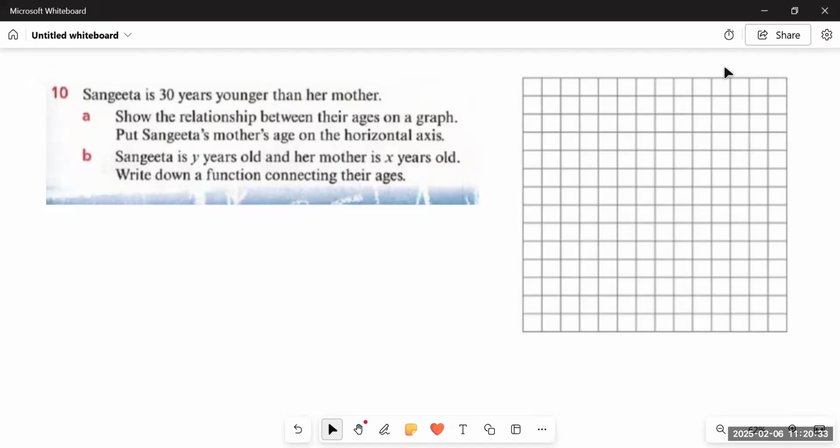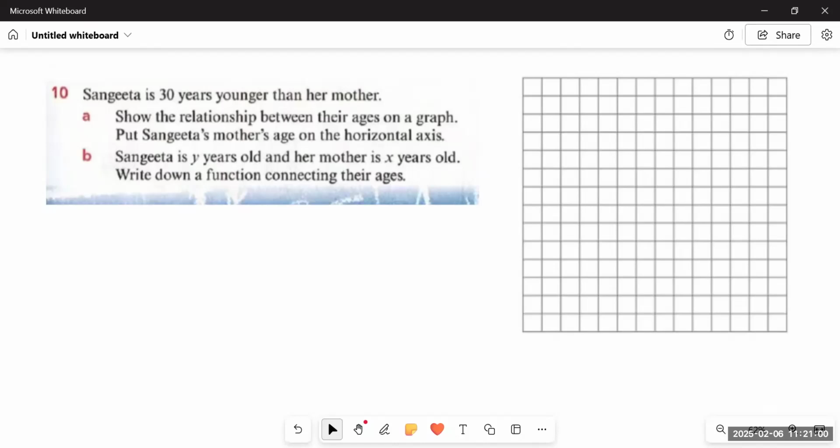Question number 10. Sangeeta is 30 years younger than her mother. It means whatever is the age of her mother, Sangeeta is minus 30 from her mother's age. And it makes sense. If her mother is 35 years, Sangeeta would be 35 minus 30 years. If her mother is 36 years, Sangeeta would be 36 minus 30. So it means minus 30 would be the constant.